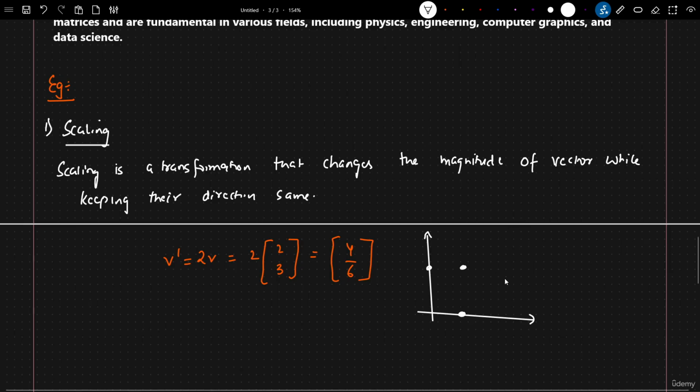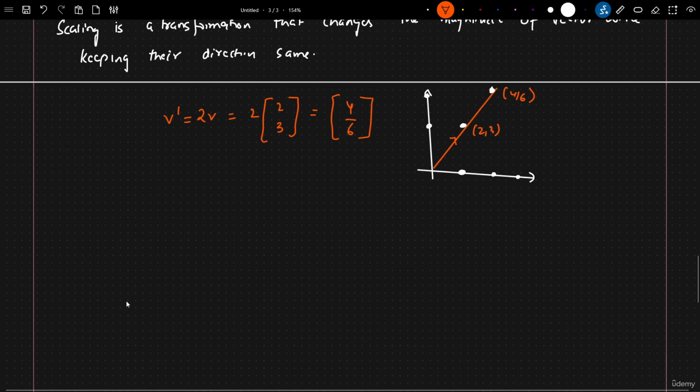I've just scaled this to 4, 6, a new scale over here. We have just scaled this up, but the direction is almost the same. So this is my 2, 3, and just by multiplying with a scalar, I'm able to get 4, 6. This is the best example that we can give. Now, why is scaling important?